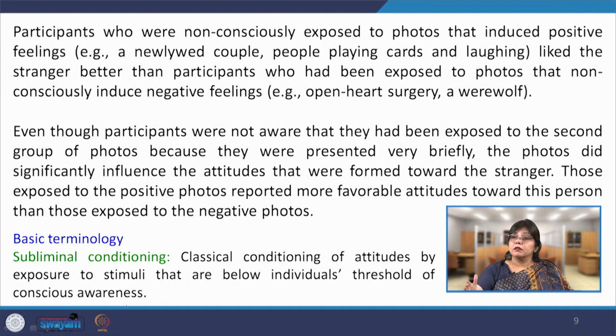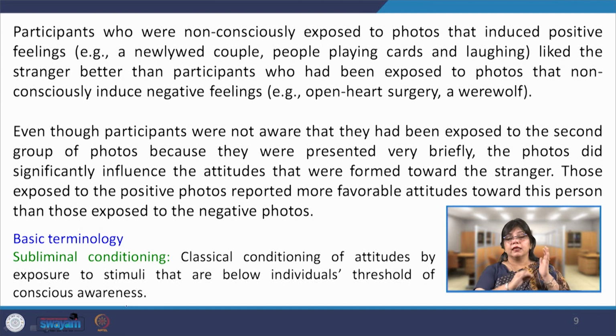This is subliminal conditioning, because we are responding to stimuli which are below an individual's conscious awareness or threshold. We do not even realize that some stimuli exist in the environment, and they have a deep impact on our attitude itself to evoke a desired response. So, this is subliminal conditioning, which is also a part of classical conditioning: classical conditioning of attitudes by exposure to stimuli that are below an individual's threshold of conscious awareness.